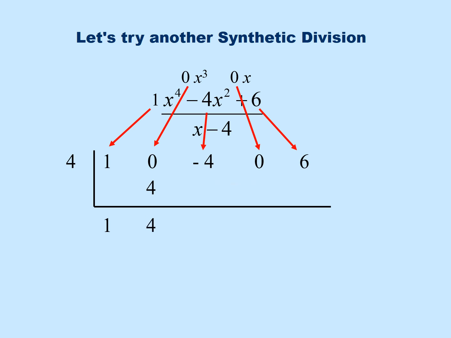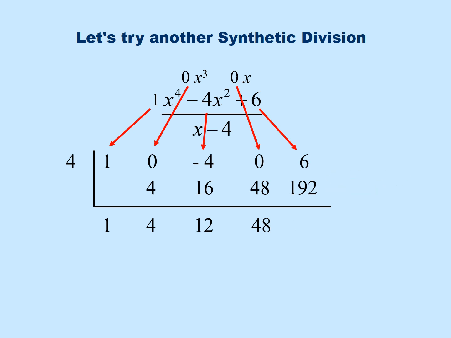And multiply again. Remember, 4 times 4 is 16. And then we add negative 4 plus 16. Then that is positive 12. 12 times 4, so that's 48. 0 plus 48, that's 48. 48 times 4, that is 192.